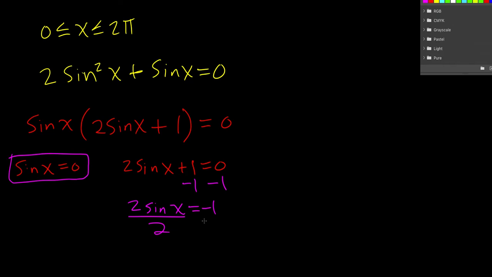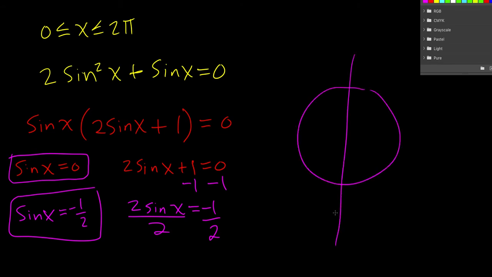And then divide by 2. And so sine x, another thing we can use is negative 1/2. Okay, so we go to our unit circle. And we're interested when the y value is 0. So that's going to be here and here. And then we're also interested when the y value is negative 1/2.